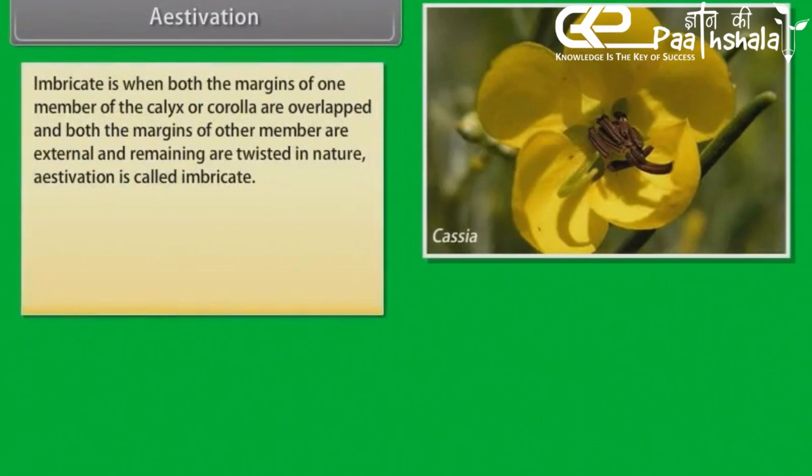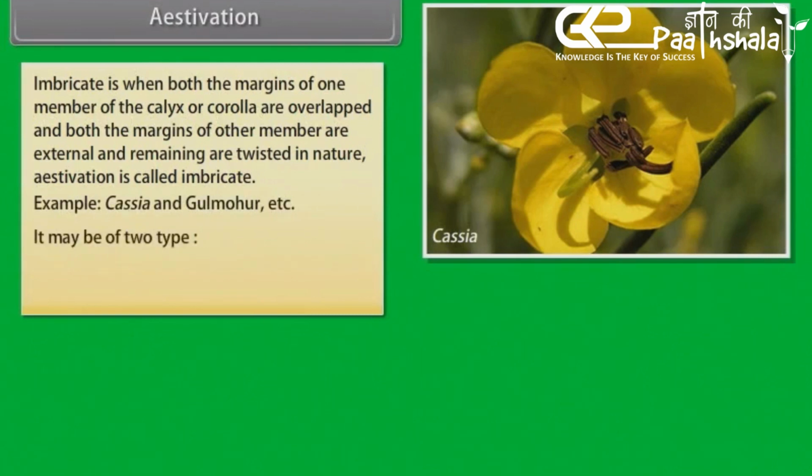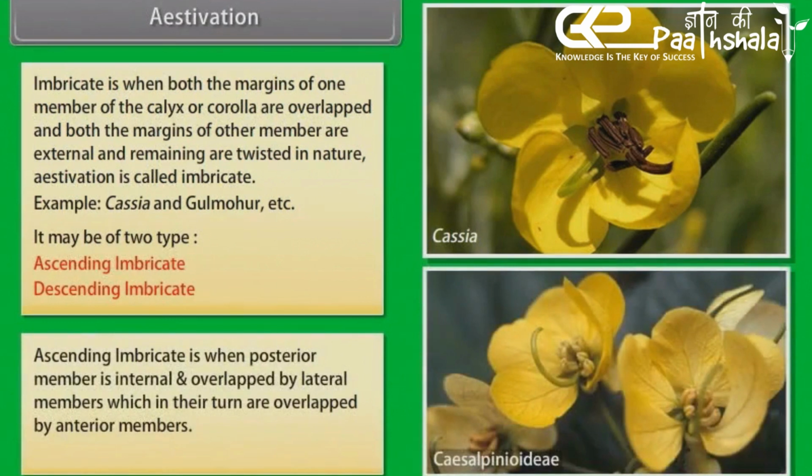Imbricate is when both the margins of one member of calyx or corolla are overlapped and both the margins of another member are external and remaining are twisted in nature. Estivation is called imbricate. Example, cassia, gulmohar, etc. It may be of 2 types: ascending imbricate, descending imbricate. Ascending imbricate is when posterior member is internal and overlapped by lateral members, which in their turn are overlapped by anterior members. Example, Sesbania.